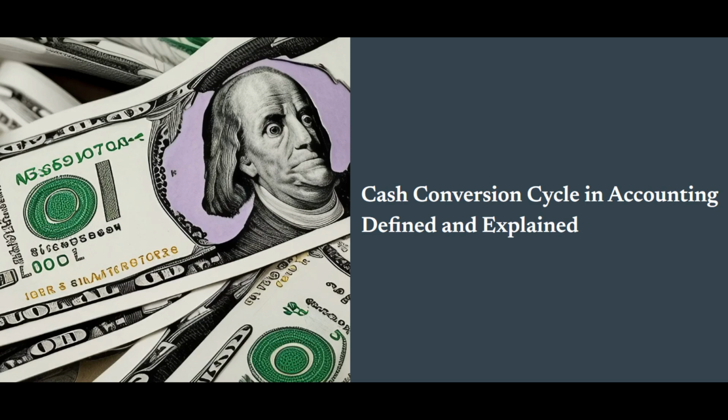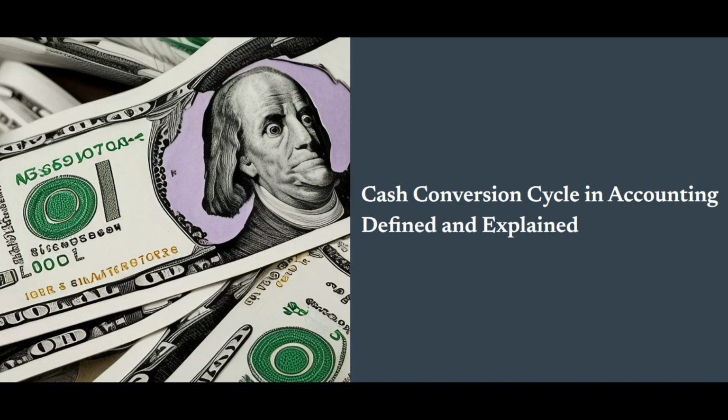Finally, there's the accounts payable conversion period, or APCP. This is the time it takes for your business to pay its suppliers. Now, here's where it gets interesting. You want to stretch this period as long as possible without damaging your relationships with your suppliers. If you can delay payments, you're holding onto your cash longer, which is great for your cash flow. But remember, you don't want to push your suppliers too far. They're your partners in business, after all.